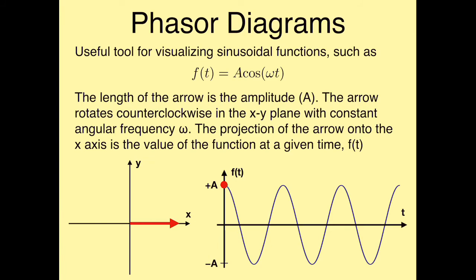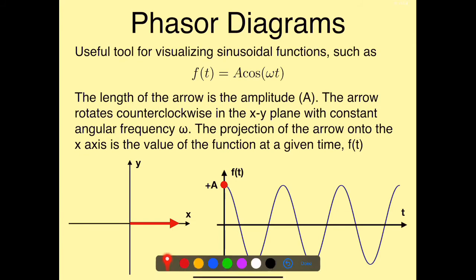Now the arrow is not just going to stand still, it's actually going to rotate. It rotates counterclockwise in the xy plane, and the angular frequency of its rotation is ω. So ω in our function corresponds to how fast this arrow is rotating in the xy plane. The last thing to note about how this works is that if we project that arrow onto the x-axis, that is what gives us the value of the function at any given time.